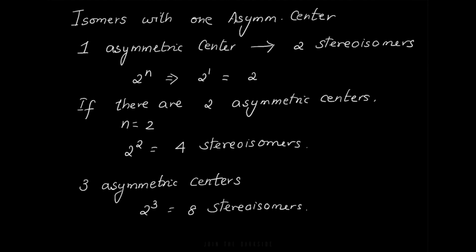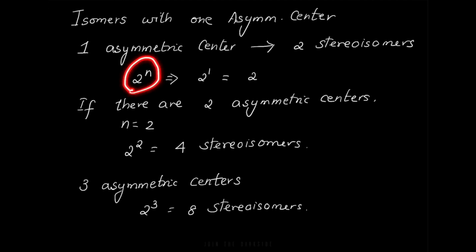Okay, in general, when you take a molecule which has one asymmetric center, it is going to lead to 2 stereoisomers. Now, why 2 stereoisomers? Remember, when you put that molecule and then look at that molecule in the mirror, it's going to produce the mirror image of that. So basically, there are 2 stereoisomers.